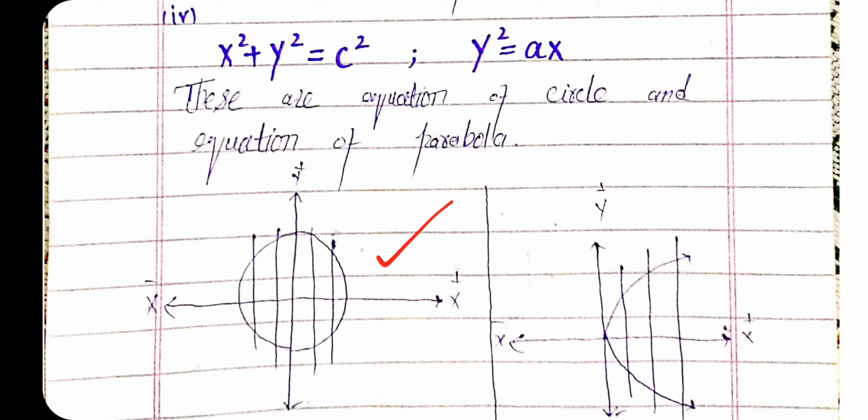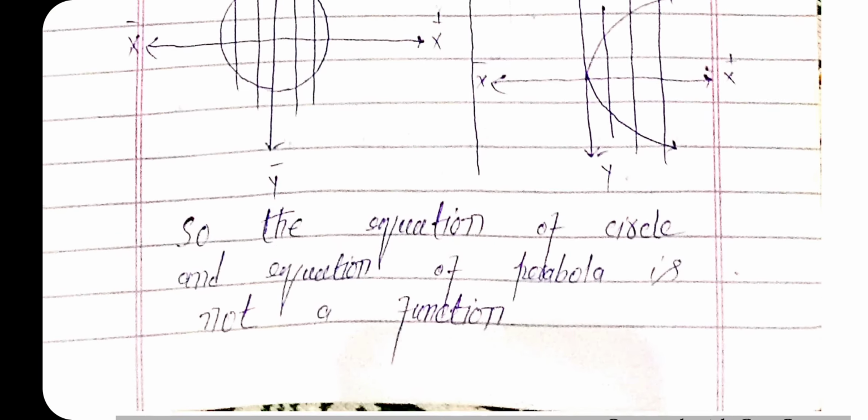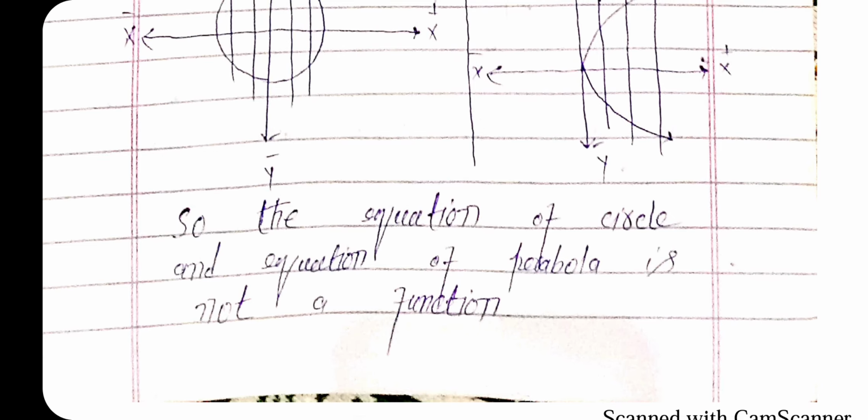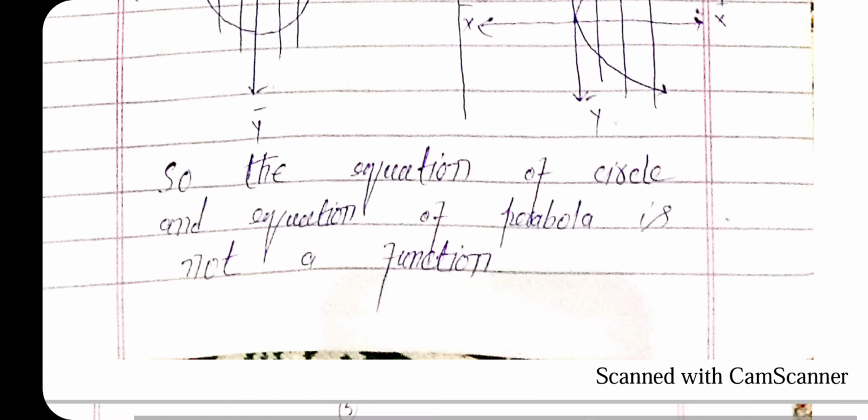Similarly, we can see that for the parabola, a vertical line parallel to the y-axis intersects the parabola at 2 points, meaning this parabola is not a function. So the equations of the circle and the parabola are not functions.